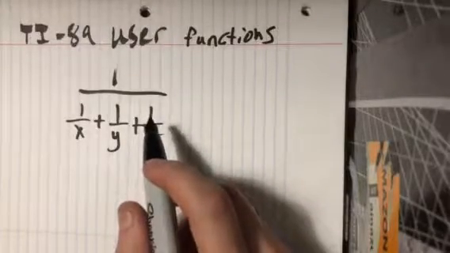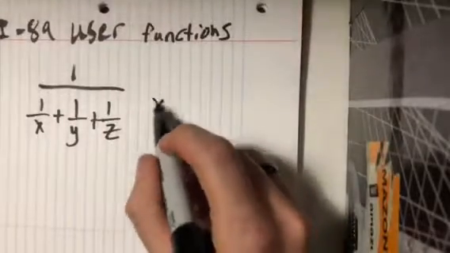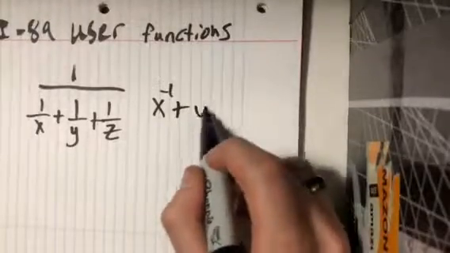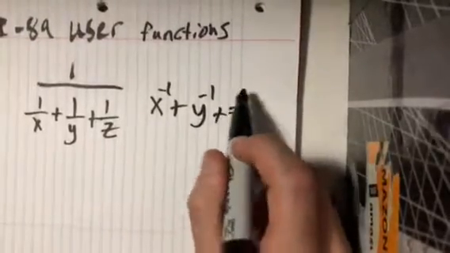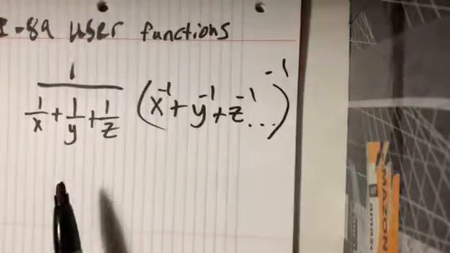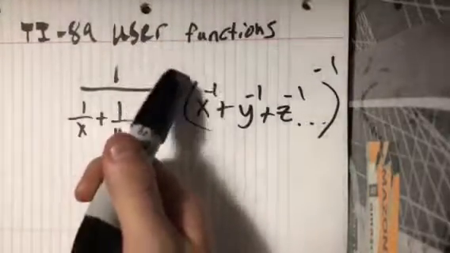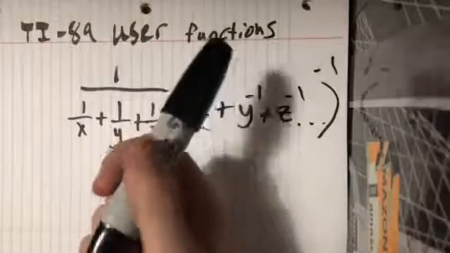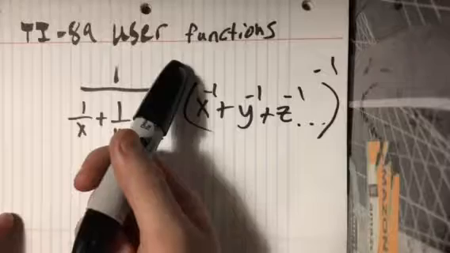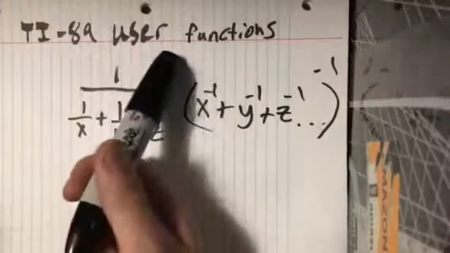This is really cumbersome for TI-89 users because we have to essentially write x to the -1 plus y to the -1 plus z dot dot dot all to the -1 in order to accomplish this. However, we can create a user function in here, and you don't have to do any hard programming to do it. So I'm going to give you just a brief show on the calculator where the button is that we'll be using, and essentially how it's just going to look.